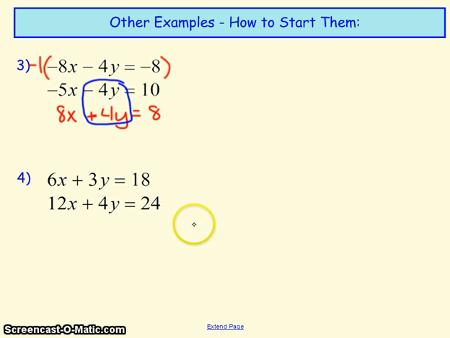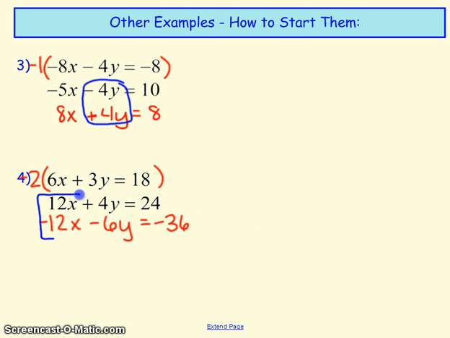Now, if I take a look at number 4, I've got a 6x and a 12x, a 3y and a 4y. So the easiest thing I see is that if I multiply 6 by 2, I'm going to get 12. And since they're both positive, I'm going to multiply by negative 2. So if I multiply this first equation by negative 2, I'll get negative 12x minus 6y equals negative 36. And now, if I were to try to add these two equations together, I would see that the x's would be eliminated. We've seen a lot of y's getting eliminated. It's also possible for x's to get eliminated, and we'd be able to solve using elimination.